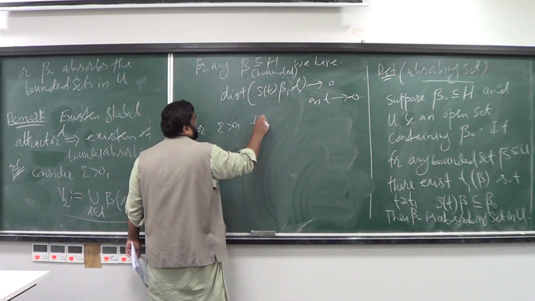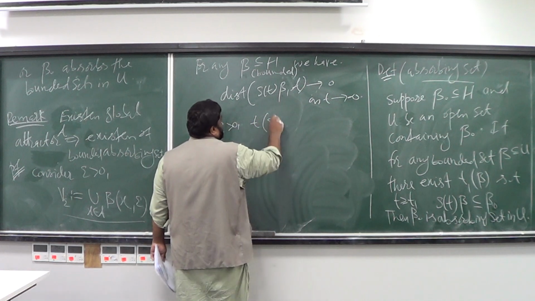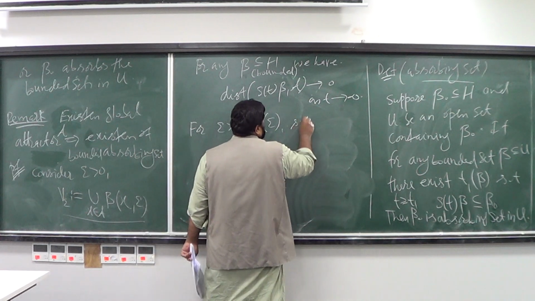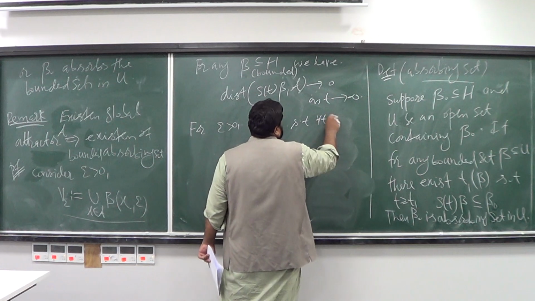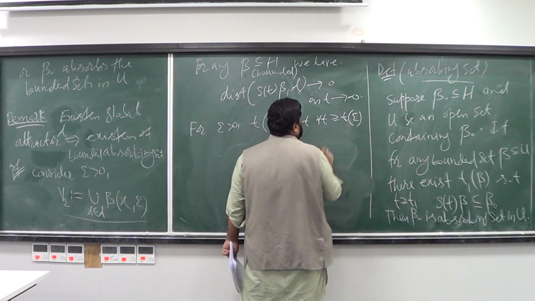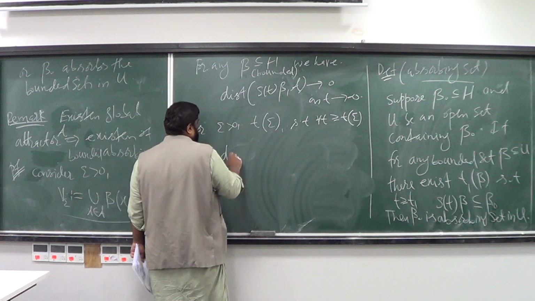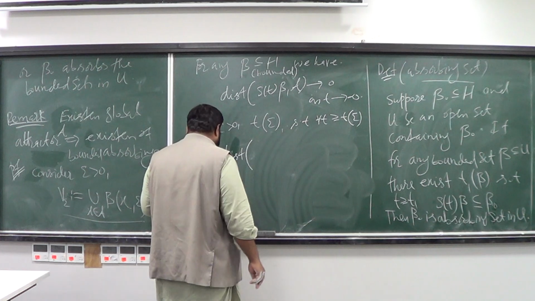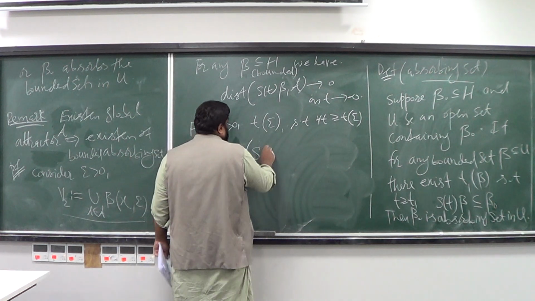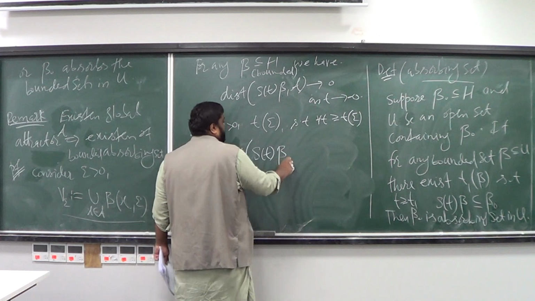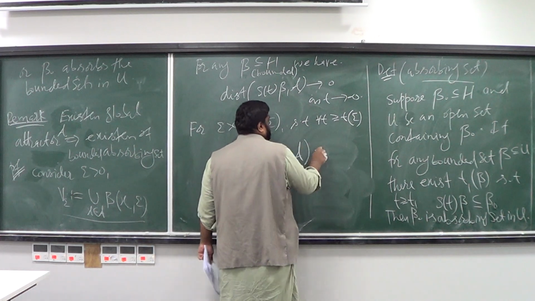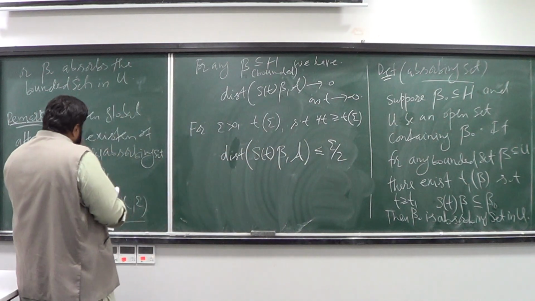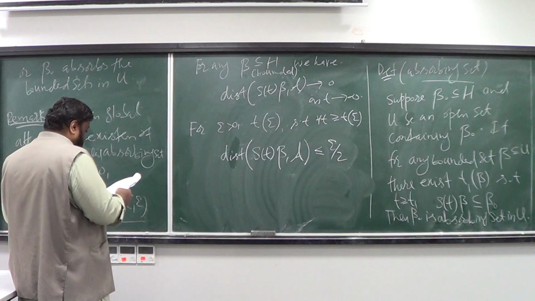Now if this is the case, then I can rewrite this statement as follows: for every epsilon positive, there exists a T depending on epsilon, such that for all t after this T, the distance between all trajectories that start from B and A is less than or equal to epsilon by 2.